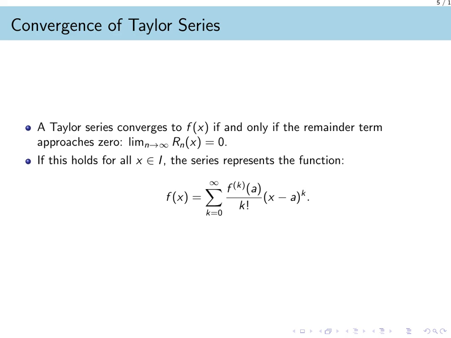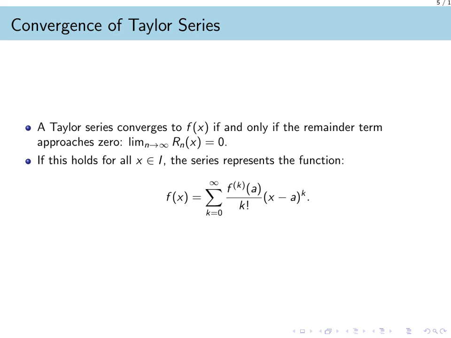We have seen that a function can be approximated by a finite Taylor polynomial. The crucial question now is, when does the infinite Taylor series perfectly represent the function itself? The answer lies entirely with the behavior of the remainder terms. Recall that for any number of terms, n, the function f of x is exactly equal to the nth degree Taylor polynomial plus the remainder term r sub n of x. For the infinite series to converge to the function, this leftover piece, the remainder, must shrink to 0 as we add more and more terms.